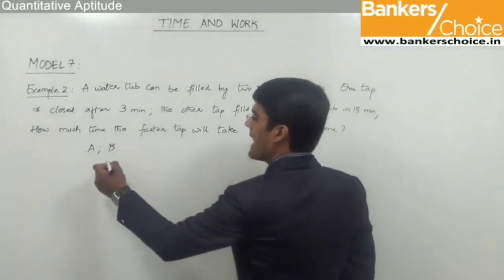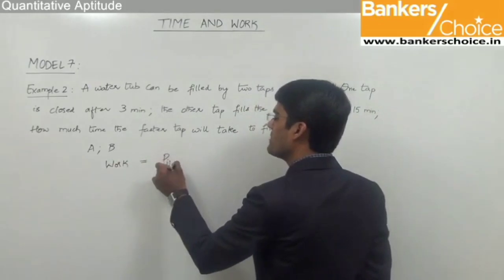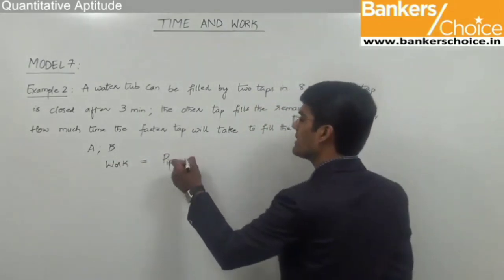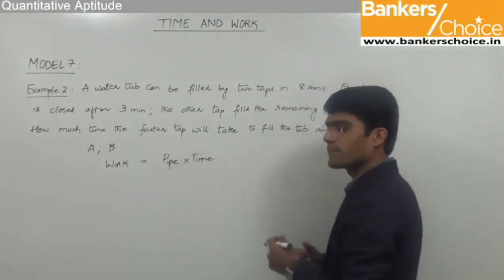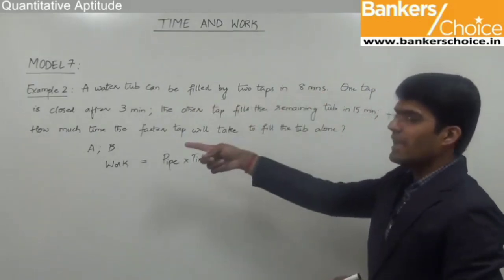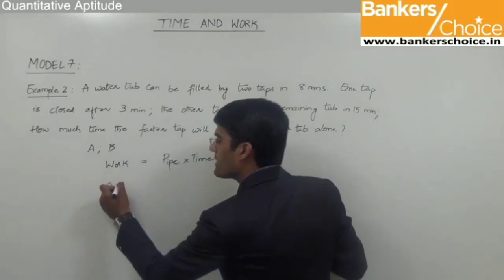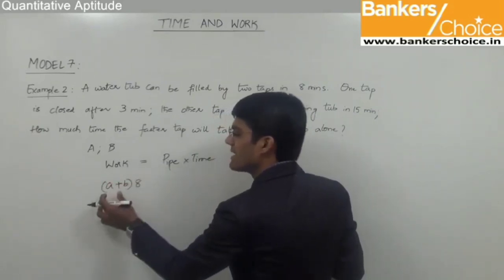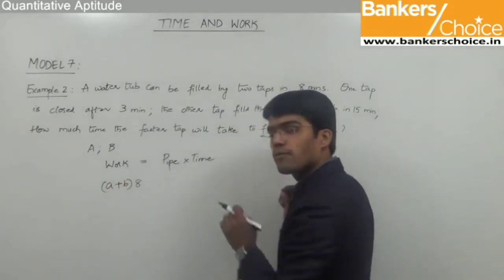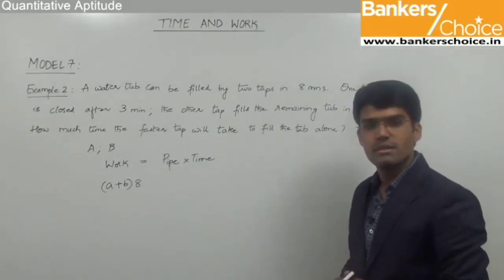So here we can say that work can always be measured, or work done can be taken as the pipe, the particular pipe into the time for which it was open. Now, as the water tub can be filled by 2 taps A and B in 8 minutes, we can say that the total work is A plus B into 8. That is nothing but both the pipes working together for 8 minutes to fill the water tub. So total work is A plus B into 8.